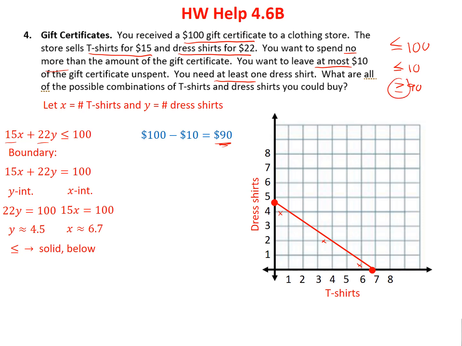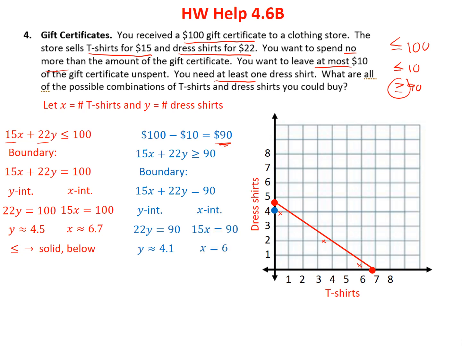What's left has to be 10, but I'm going to write this as 100 minus 10, which is 90. So now we essentially have the same equation, but with 90. Now it's 15x plus 22y is greater than or equal to 90. Okay, so my boundary line is very similar, equal to 90. This time my y-intercept is 4.1, so it's going to be about right there. And my x-intercept is going to be about 6, about there. Okay, and again, it's solid, but this time it's above.